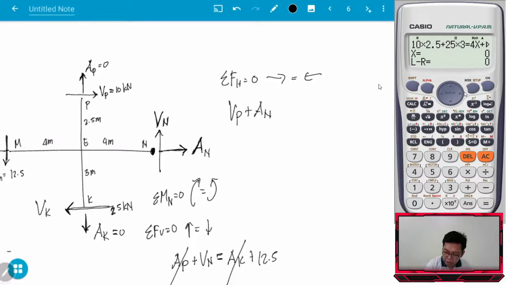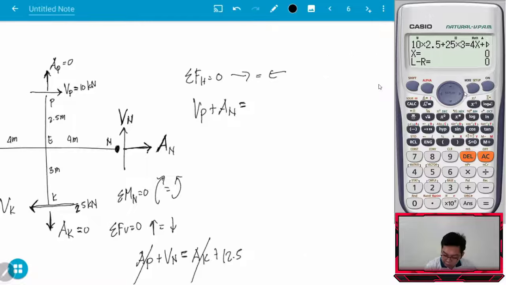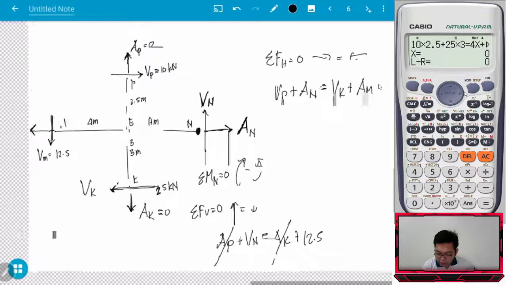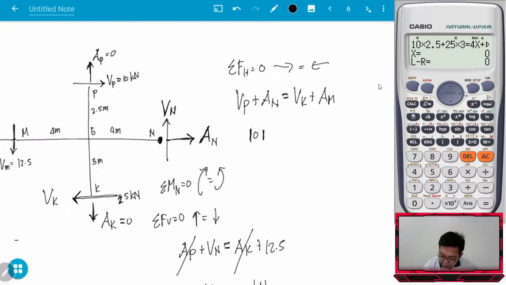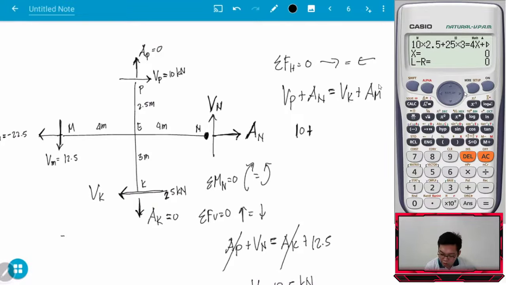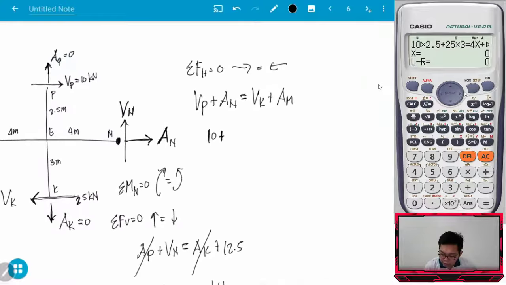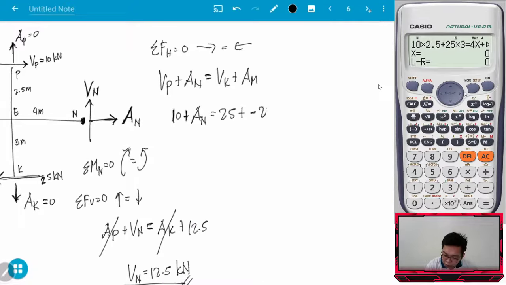AN is actually to the right then. So, that must be equal to the left. Okay? Yung to the left natin is VK and AM. Okay? VK plus AM. Okay? So, yung VP ko, guys, ano yung VP ko? I have 10 plus. Ang AN, ano yung AN natin? AN is, hindi, yan yung unknown, AN. Okay? Ang VK natin is 25 plus AM natin, ano yung AM natin? Negative 22.5. So, negative 22.5.